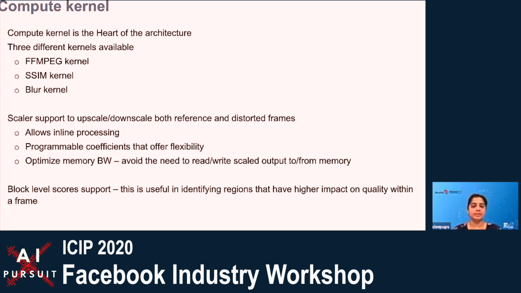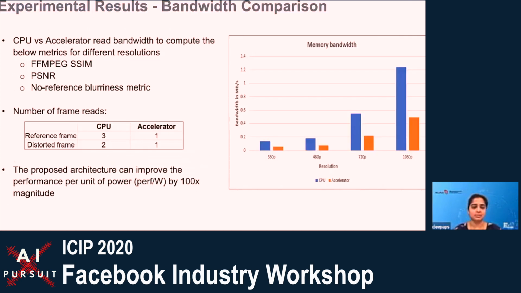Additionally, we can also compute block level scores within the frame, and this is extremely useful in identifying regions that have higher impact on quality scores during the encoding process. Now, I hand it over to my colleague Cindy to go over some experimental results and conclude this talk. Thank you.